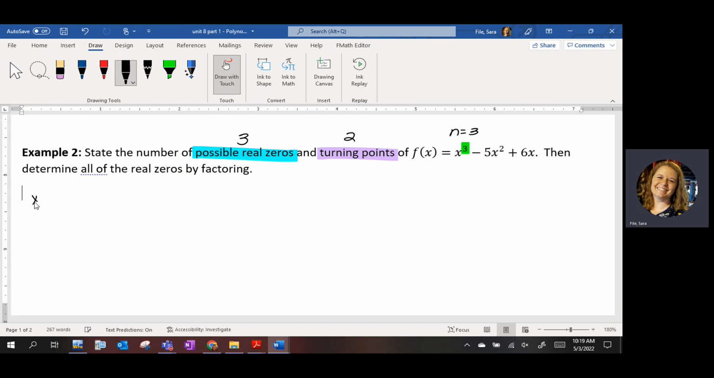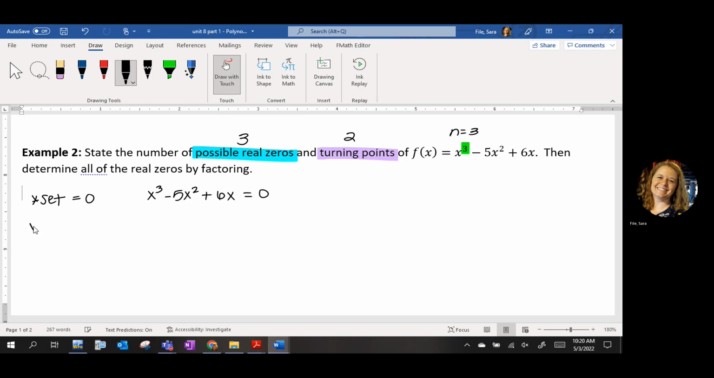So remember your factoring process. You set your function equal to 0. So I have x cubed minus 5x squared plus 6x equal to 0. I'm trying to find out what x values I could plug in here and it will come out to 0. To answer that, I need to factor.